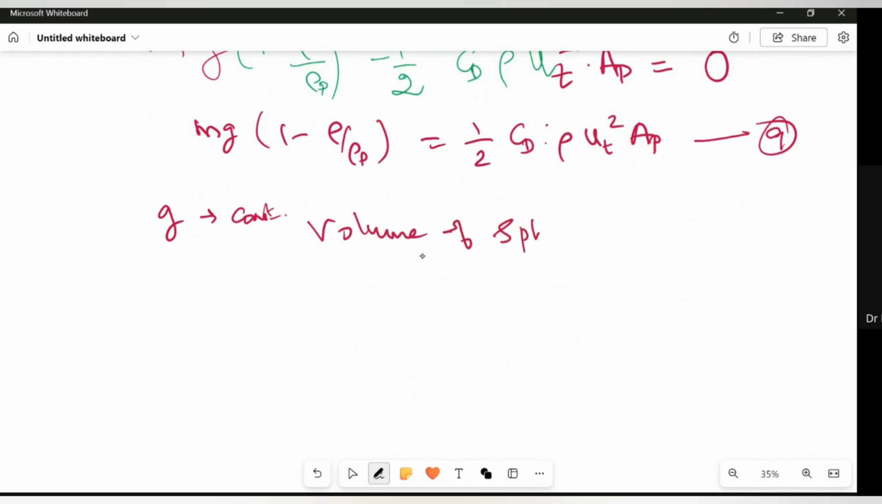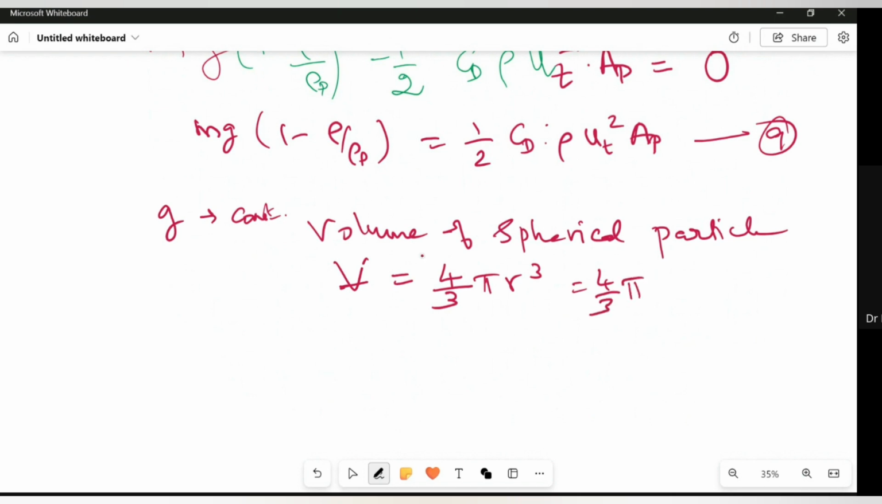Volume of the spherical particle is 4 by 3 pi r cube, right? So 4 by 3 pi r cube is the volume for a sphere. So we can write it in terms of diameter. That is 4 by 3 pi d cube by 2 power 3, 8. So that is equal to 1 by 6 pi d cube.